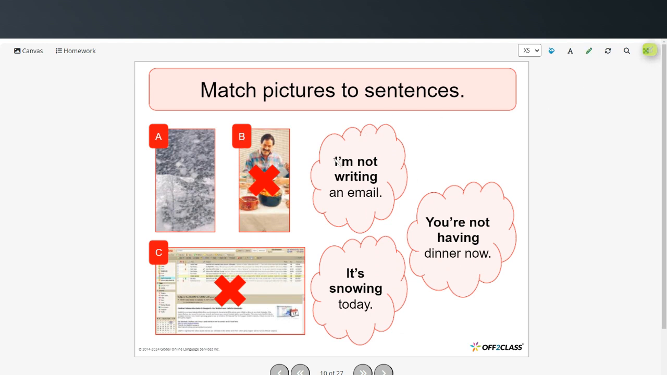Okay, matching the pictures to the sentences. I'm not writing an email. You're not having dinner now. It's snowing today.